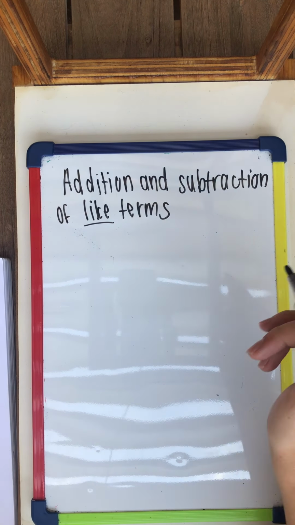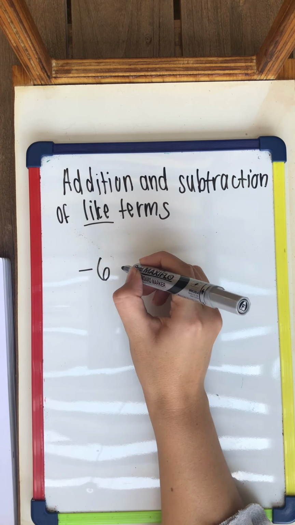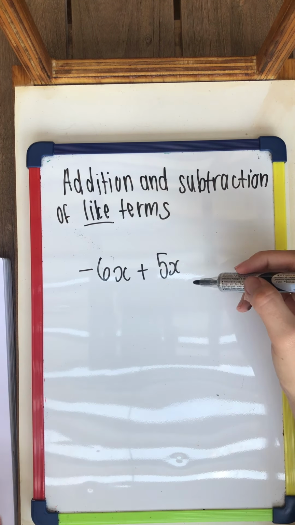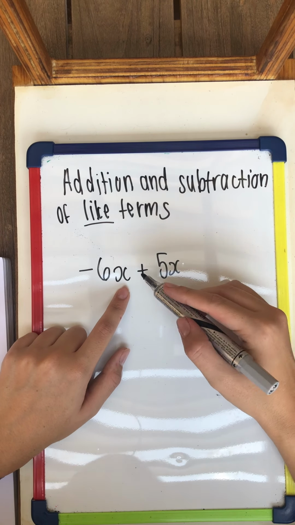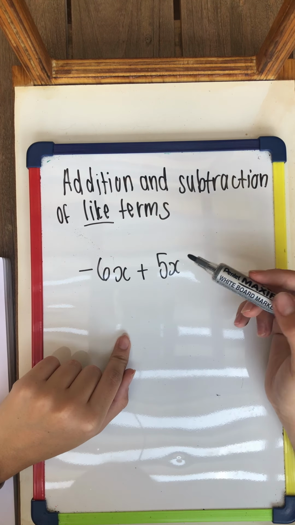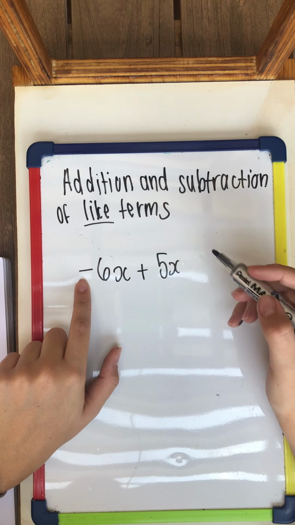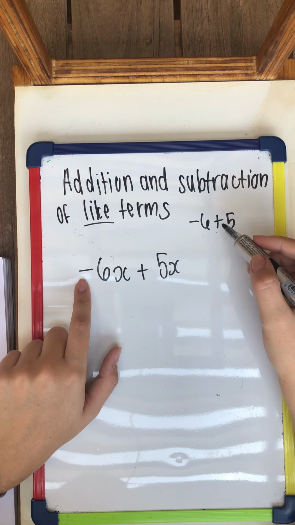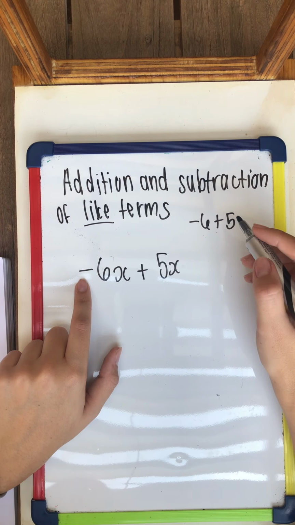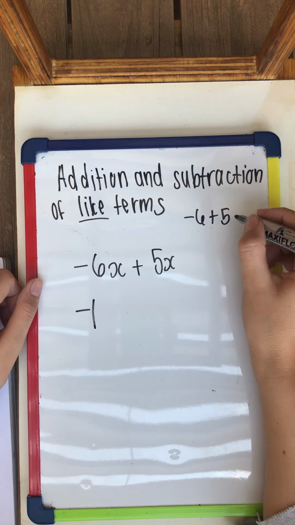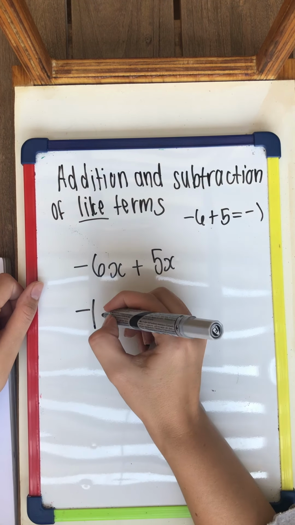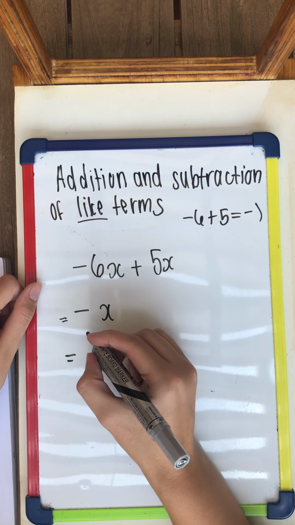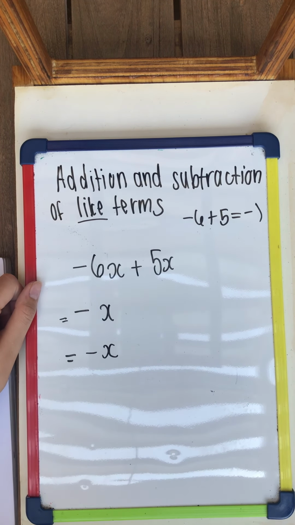If I've got negative 6x plus 5x, I look, are my variables the same? Yes. So I can add or subtract. So I've got negative 6 plus 5. If I work this out, negative 6 plus 5 is going to be negative 1. So it will equal negative 1x. And how do I write this? Remember, the 1 falls away, so it's just negative x.